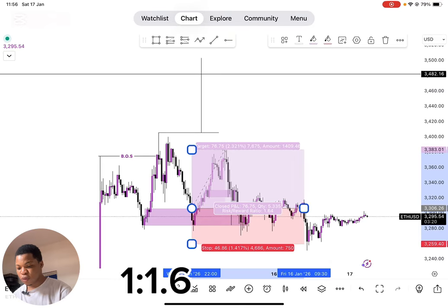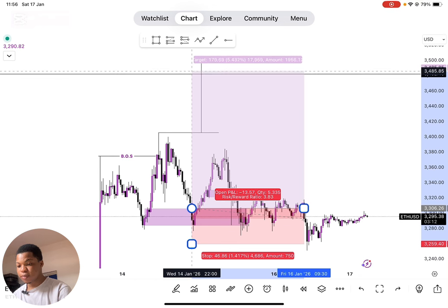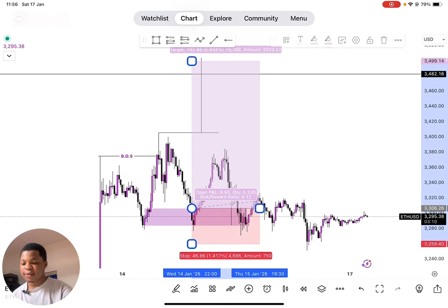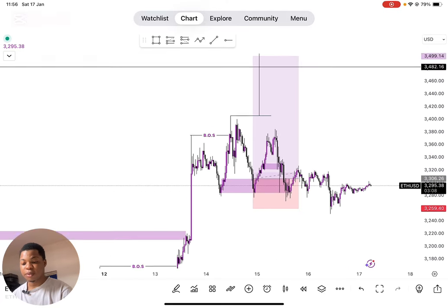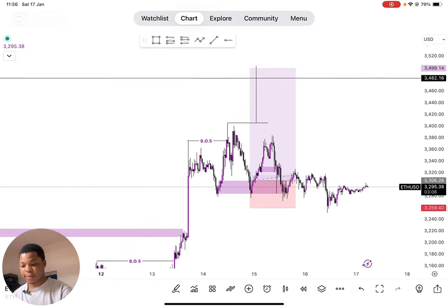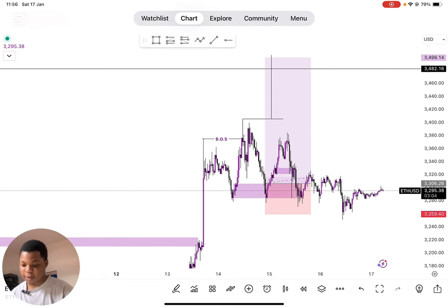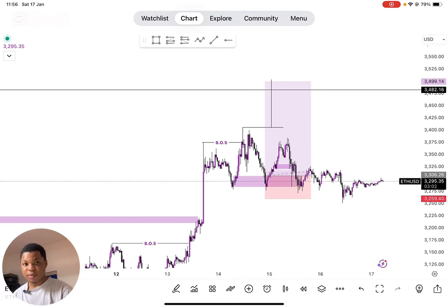As you can see, it went for 1:6, almost 1:2, and then it came straight for my stop loss. But then this was the trade that got me into some kind of thought that FundedNext scammed me.